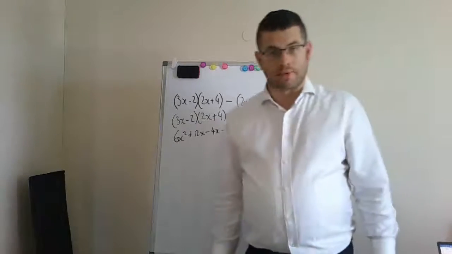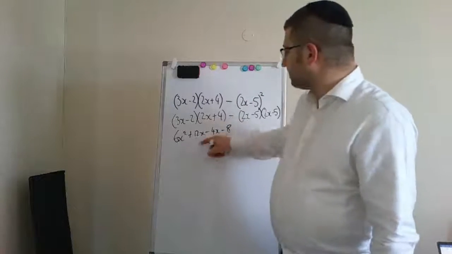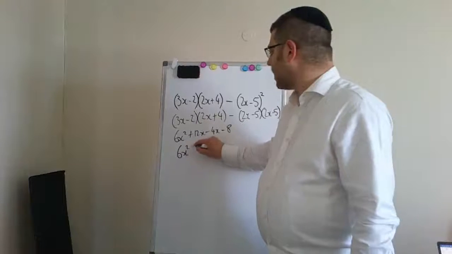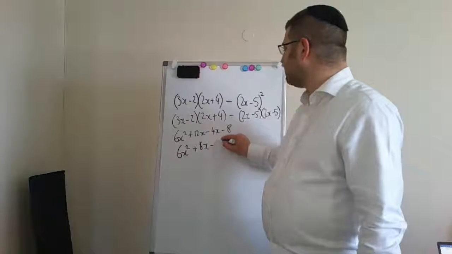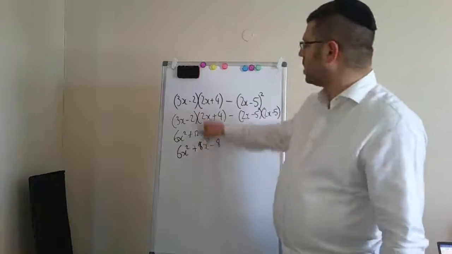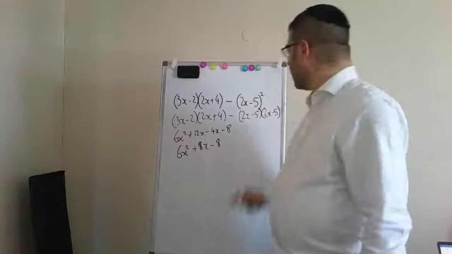We're going to leave the minus off for now. Let's keep on going with this. So we get 6x squared plus 8x minus 8. That's now finished for those two brackets there.